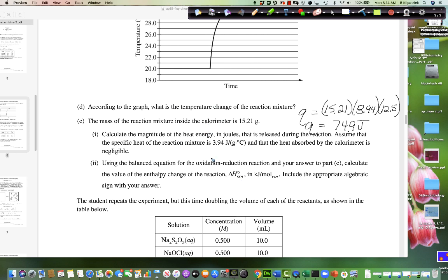All right, now, first thing, let's go ahead and convert that into kilojoules. So that's going to be 0.749 kilojoules. That's the easy part. Now we have to deal with the moles.